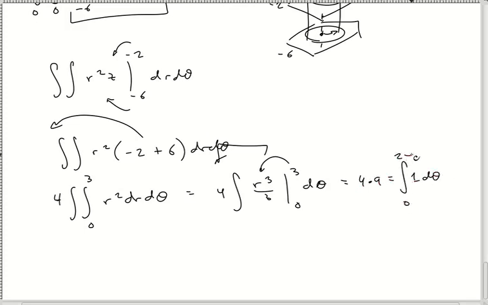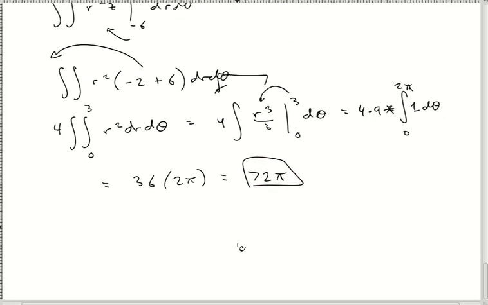And, of course, there's no thetas or anything, so you can just take that 2 pi and put it down there. Oops, that's a times sign there, not an equal sign. So 36 times 2 pi makes 72 pi, and we are done. So that wasn't too bad.